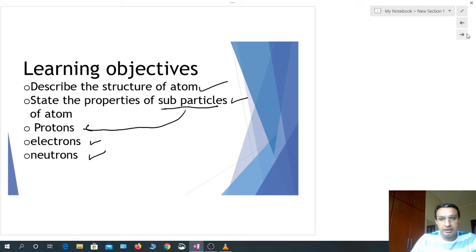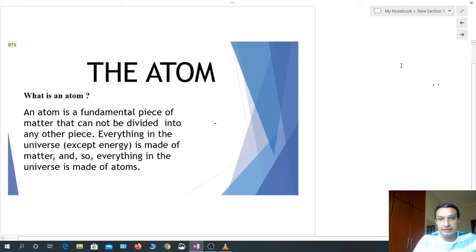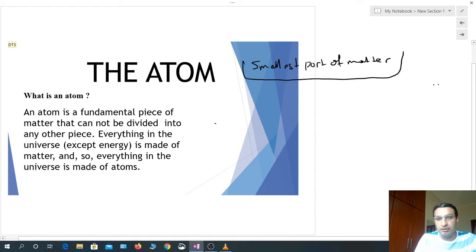So let's get started with the definition of atom. As you see, when we define atom, we say that atom is the smallest part of matter. Okay, it is the smallest part of matter. That means in a matter, the smallest particle is called atoms. So in our definition, an atom is a fundamental piece of matter that cannot be divided into any other pieces.